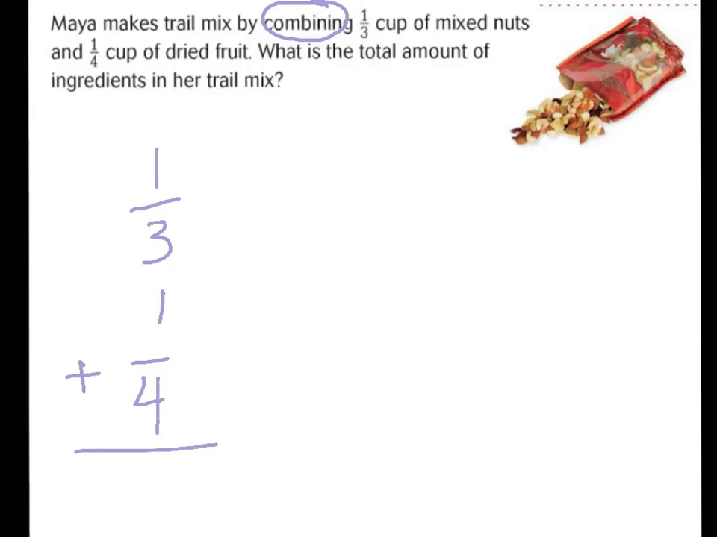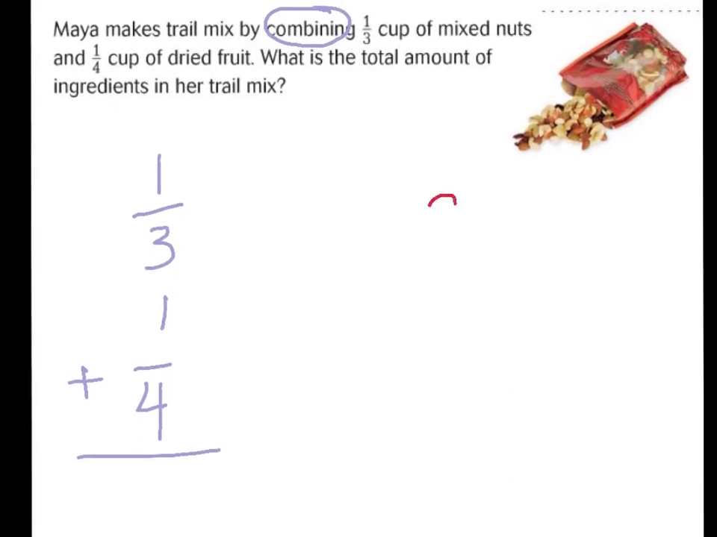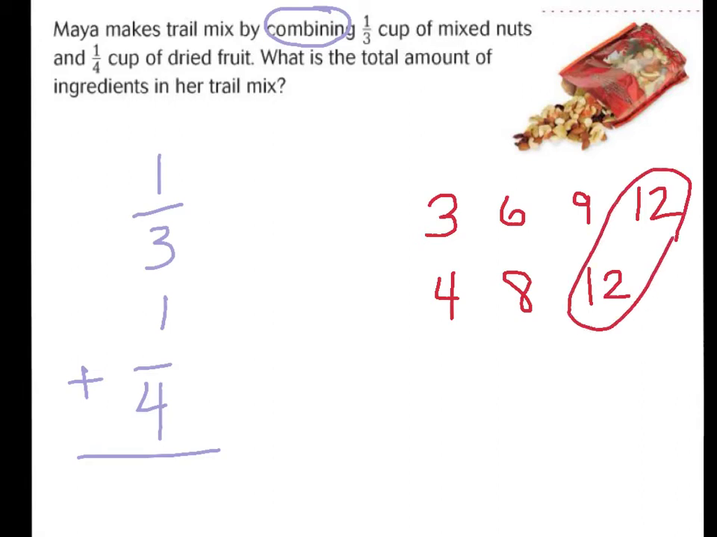So I want to list the multiples of 3 and the multiples of 4 and find the lowest number that they have in common. So let's list the multiples of 3: 3, 6, 9, 12. Let me start listing the multiples of 4 and see if I can find a match: 4, 8, 12. So 12 is the first number they have in common. So that's the number I want to use. So now I have to make equivalent fractions. I'm going to put 12 on the denominator for both of the fractions.